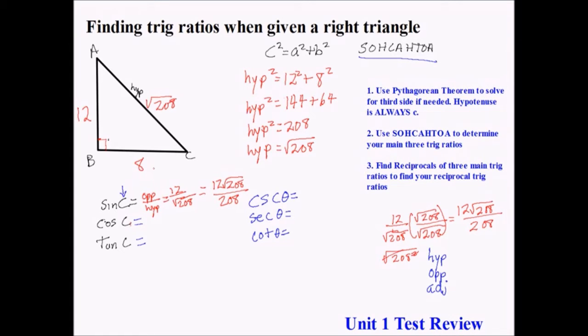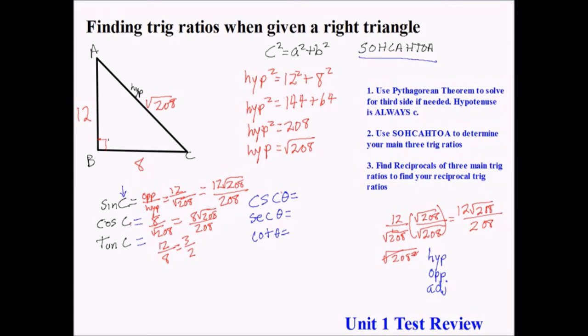Likewise, cosine is going to be the adjacent, so the side that's next to angle C, over the hypotenuse, which is the square root of 208. And if you follow that same pattern, it's going to be 8 times the square root of 208 divided by 208. Again, you can simplify this fraction, but when you get here, I'm pretty happy. And then finally, tangent is opposite over adjacent. So it's going to be 12 over 8, or it's going to be 3 over 2.